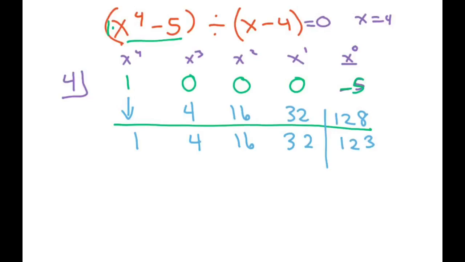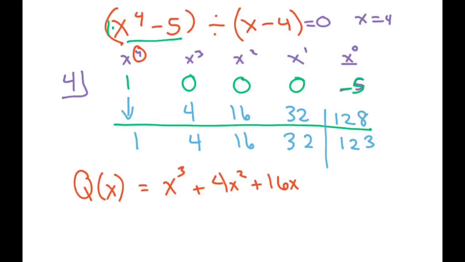So therefore, your quotient, and we started with x to the 4th, so we're going to go down 1. So it's going to be x cubed plus 4x squared plus 16x plus 32. And your remainder would be 123.